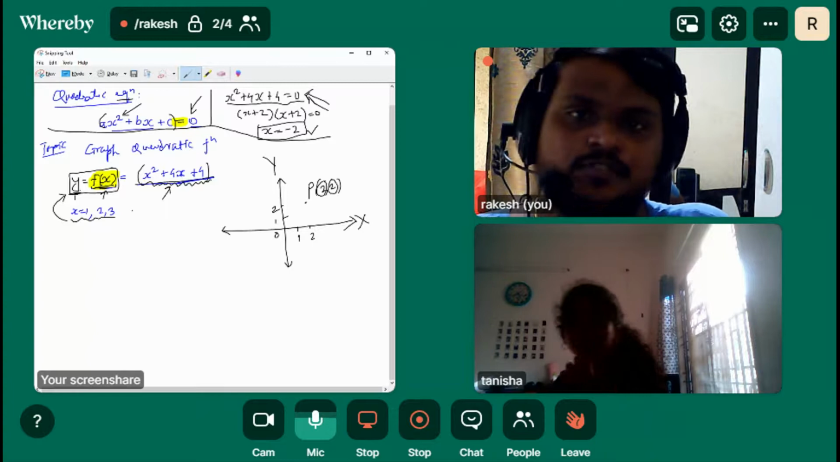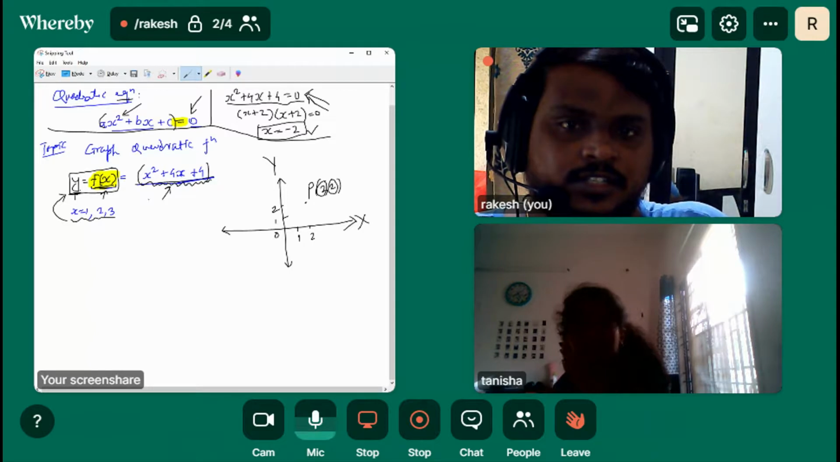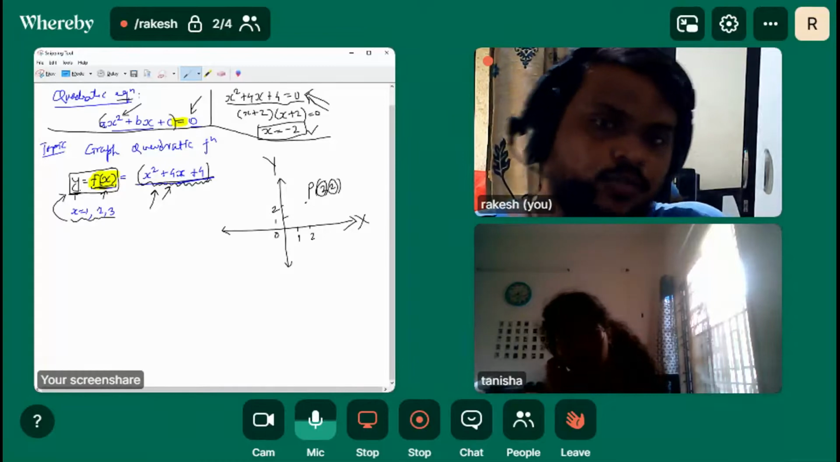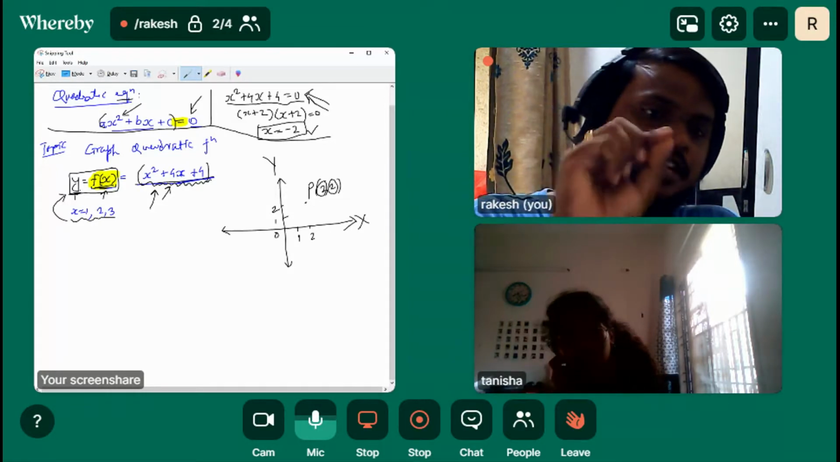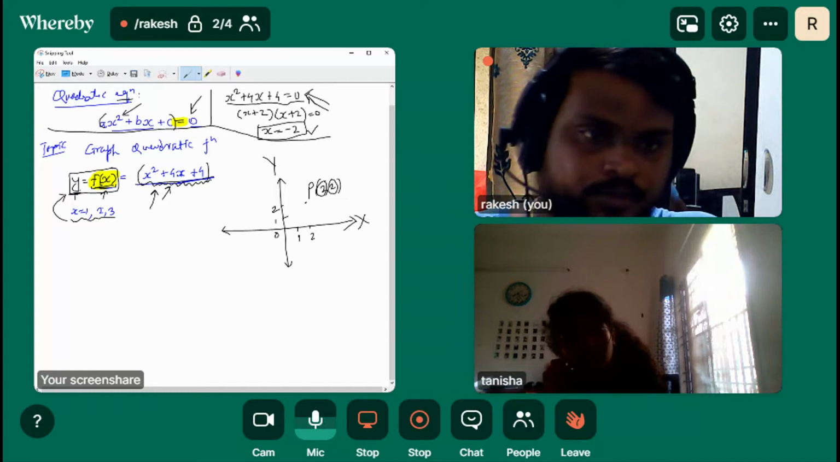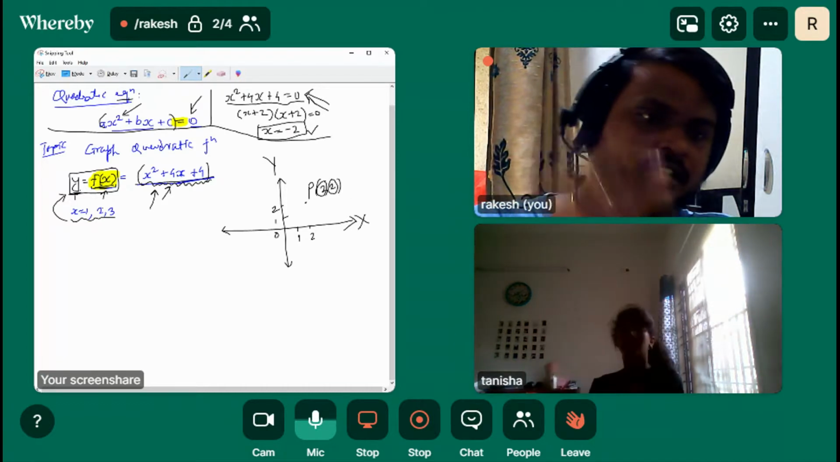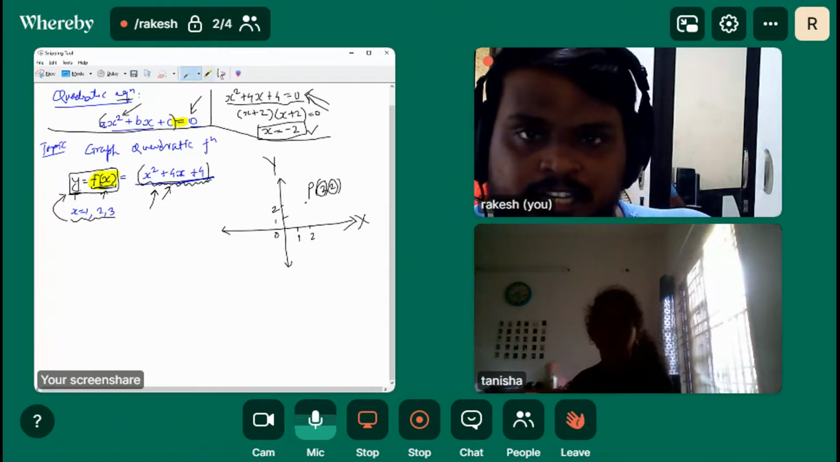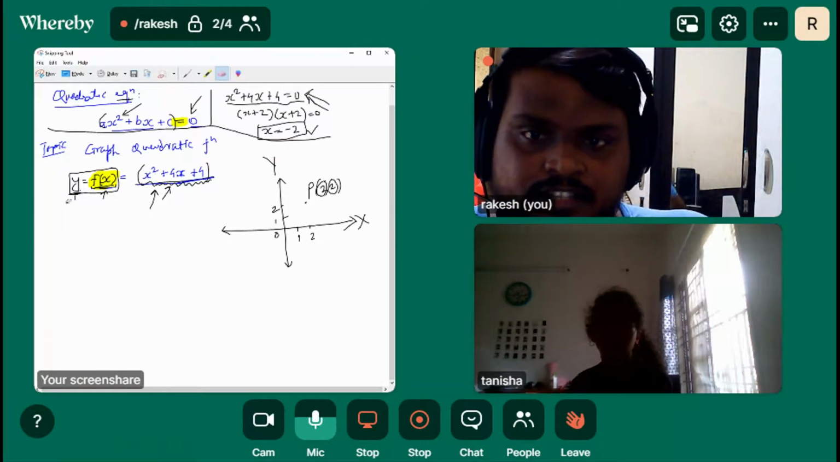So basically, if you plug any values here for this function, like x values, you will get corresponding y values, and those points can be plotted on this xy plane graph paper.